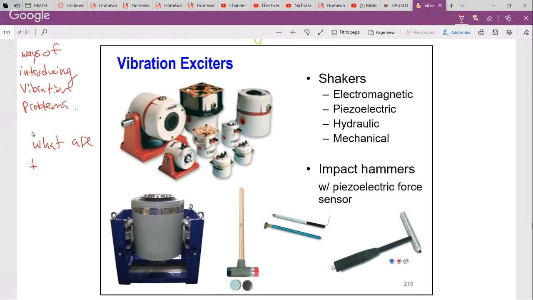We have hydraulic, electromagnetic. Electromagnetic by far is the most common. Piezoelectric, where we use the idea of the accelerometer, but instead of measuring, we apply a dynamic charge and cause vibration. And then mechanical. We've all seen the mechanical if you've ever bought paint. Of course, they make big versions of those for cars or anything else that you can imagine.